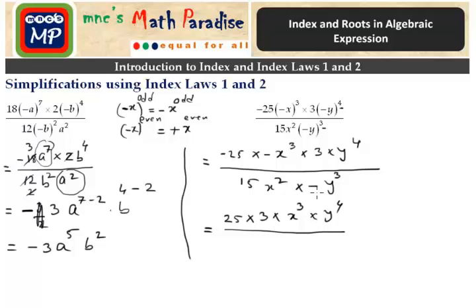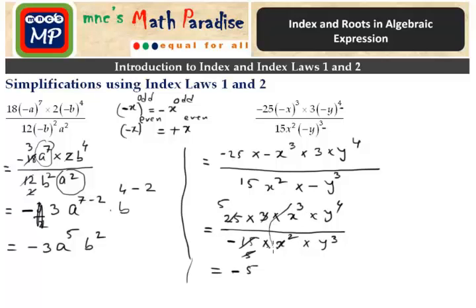Division, here minus and plus, that means it will give minus 15 times x to the power 2 and y to the power 3. Now if we cancel the number part, 3 times 5 is 15 and 5 times 5 is 25. And then plus and minus, we will get minus. So the number part is giving us minus 5.